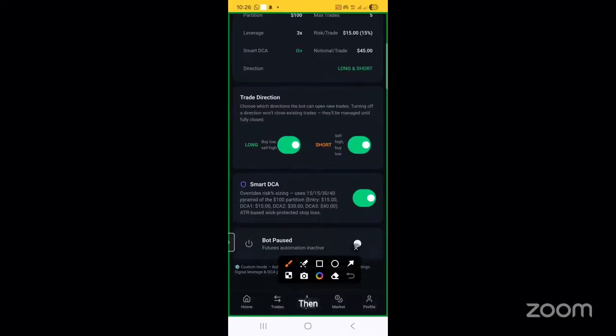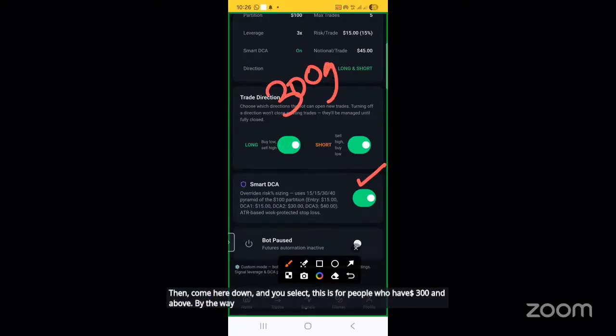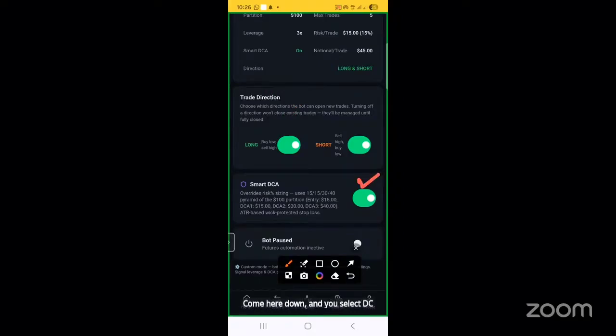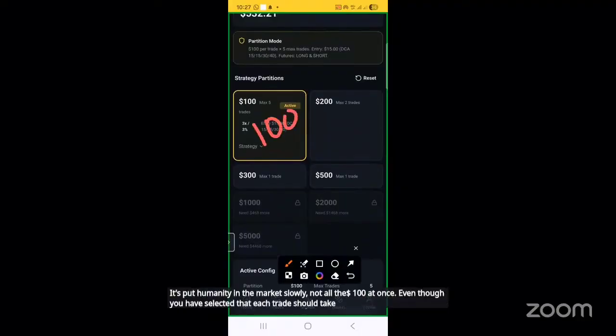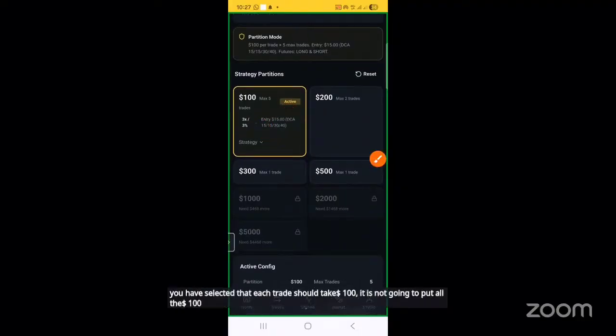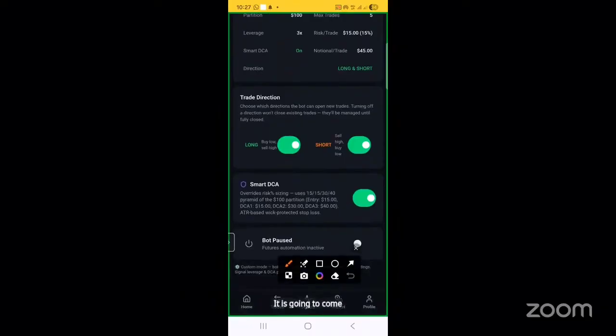Then come down here and you select DCA, Smart DCA. This is for people who have $300 and above, by the way. I'm still on you people. What does Smart DCA do? Because this is very important. Smart DCA puts your money in the market slowly, not all the $100 at once. Even though you have selected that each trade should take $100, it is not going to put all the $100 at once. It is going to say, I'm going to put $100 in 4 phases.